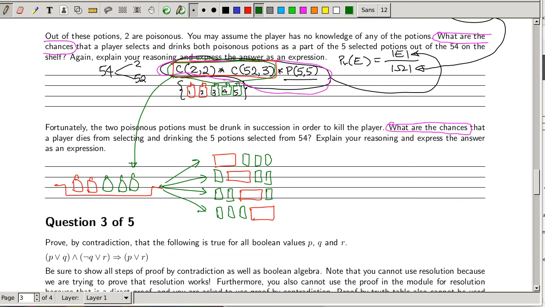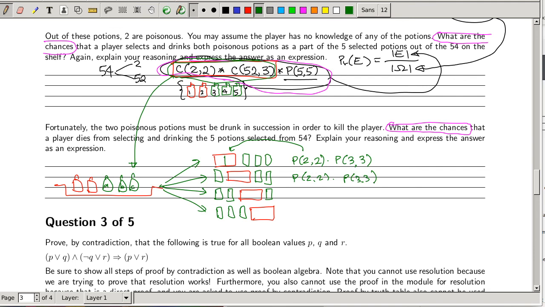But for each one of these, within the 2 poisonous potions, there are 2 ways to arrange it, because I can drink the first poisonous and then the second one, or I can drink the second one and then the first one. So we have the permutation of 2 for the poisonous portion, and for the 3 that are non-poisonous, we have P33. Out of these 3 non-poisonous potions, I will call these A, B, and C. I could drink these 3 in the order A, B, C, or A, C, B, or C, B, A, and so on. That's basically just 3 factorial, and the same applies to every single one of these. So this is also P22 times P33.